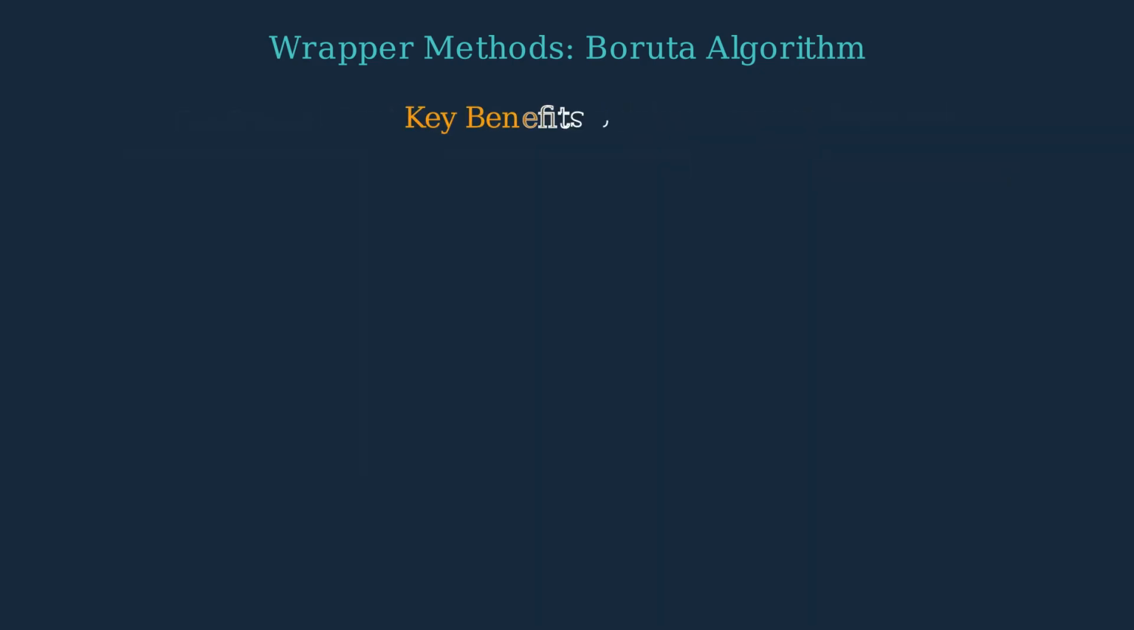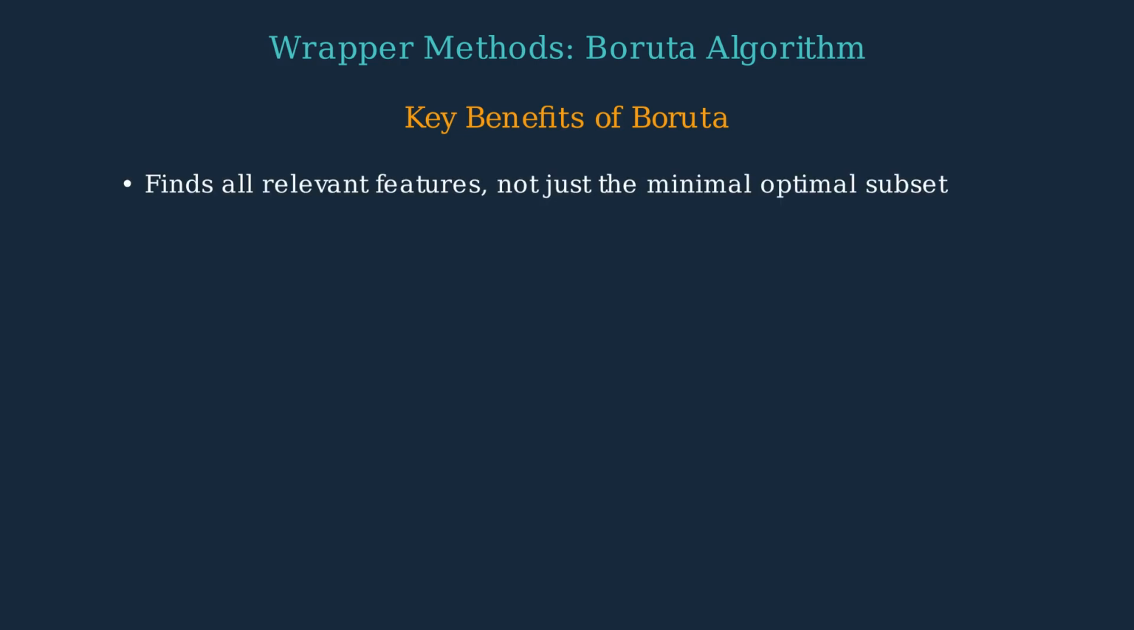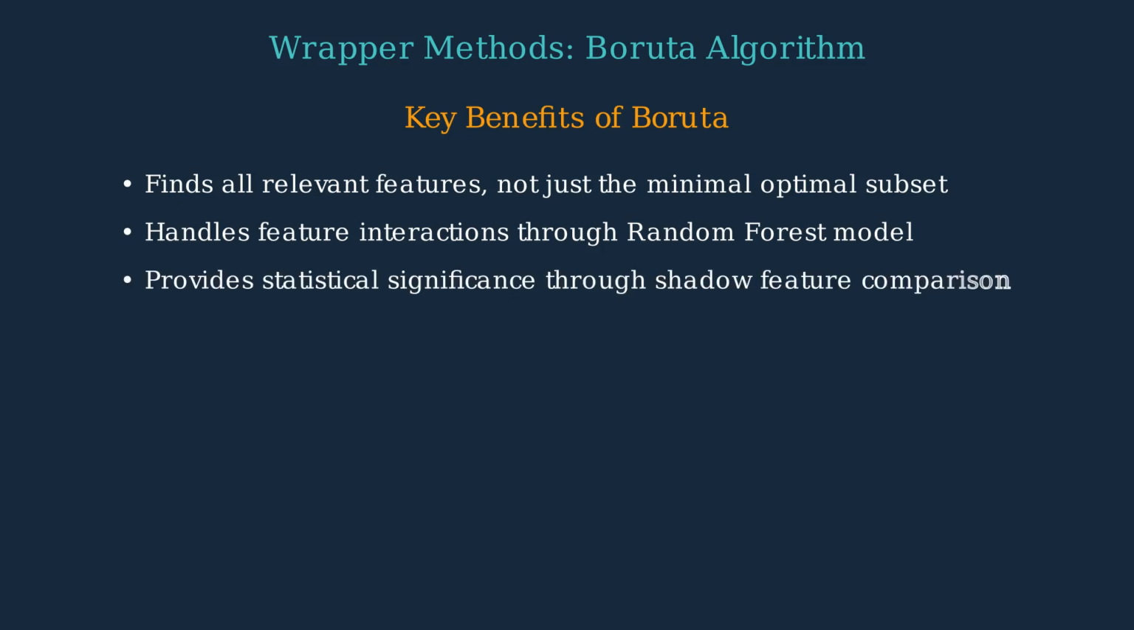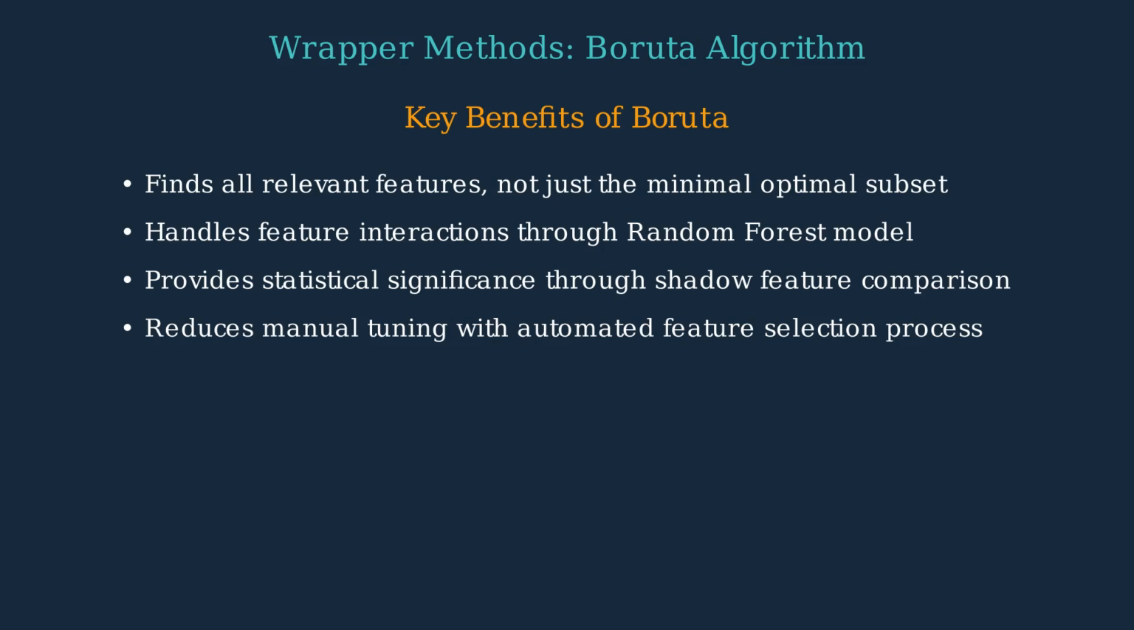The Boruta algorithm offers several key benefits for feature selection. It finds all relevant features, not just the minimal optimal subset. It naturally handles feature interactions through the underlying random forest model. It provides statistical significance through the shadow feature comparison mechanism. And it reduces manual tuning with an automated feature selection process.